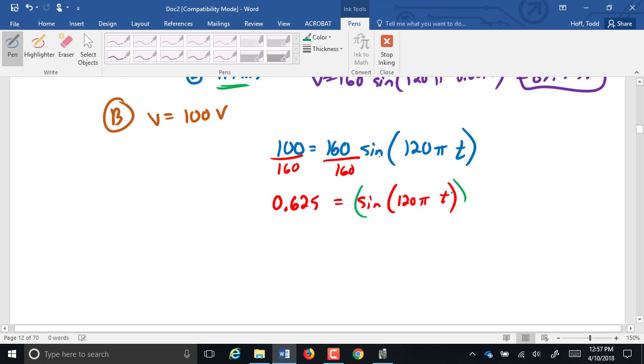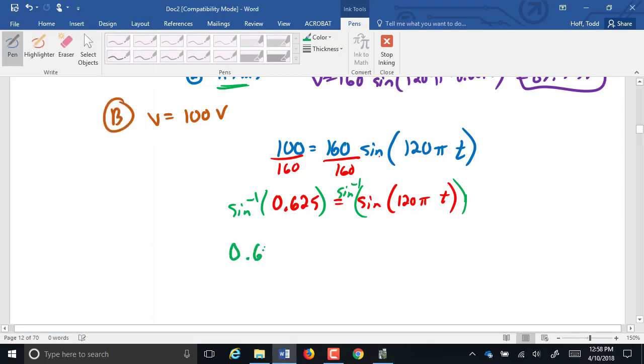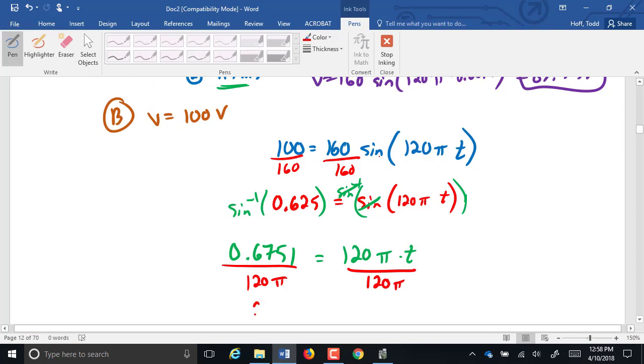Now, we've got to get rid of the sine, so we're going to do an inverse sine. Inverse sine of 0.625 is 0.6751. So the sines have canceled out here. This is 120 times pi times T. To get T by itself, we divide by 120 pi. So we divide by, in parentheses, 120 times pi, close the parentheses. 0.00179 equals T.